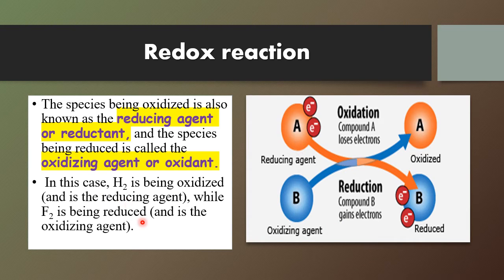So in the previous example, the reaction shown, hydrogen is being oxidized, so we can say that it is the reducing agent, because it is causing the reduction of the other chemical species, that is fluorine. And fluorine is said to be reduced, and we can also say that it is the oxidizing agent.